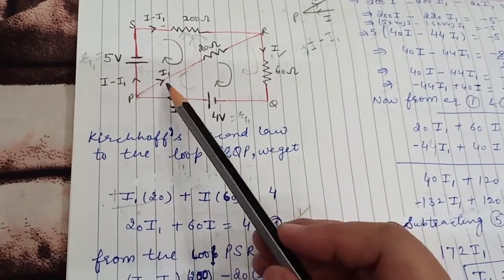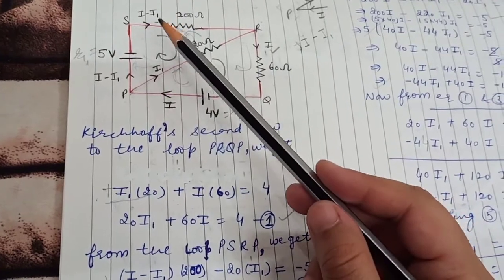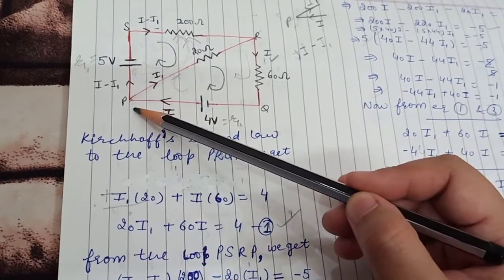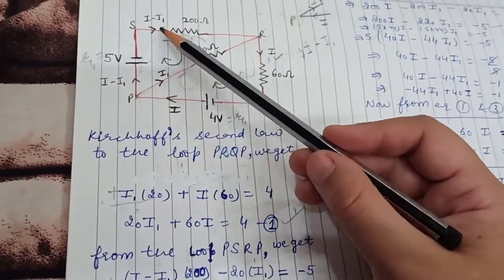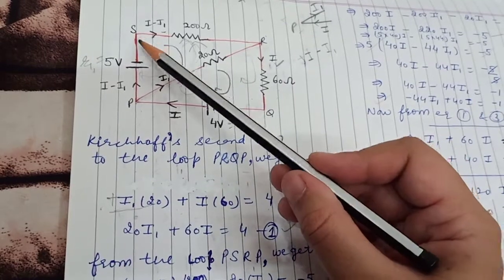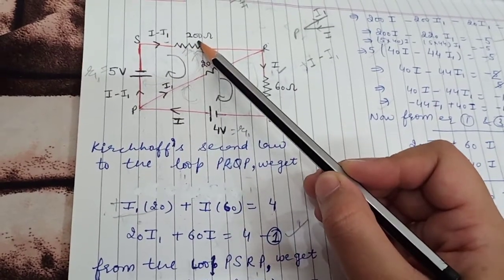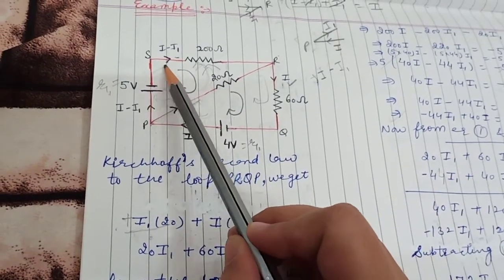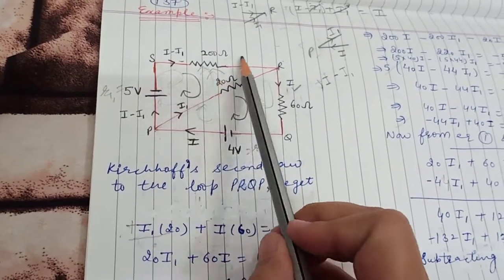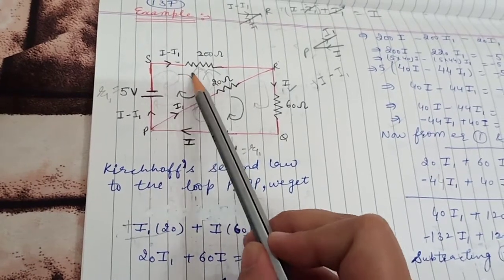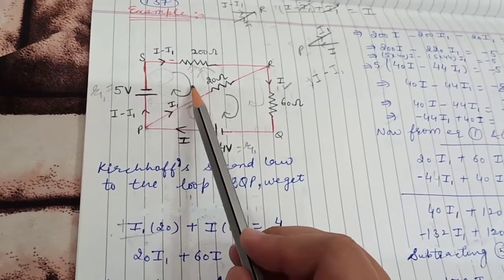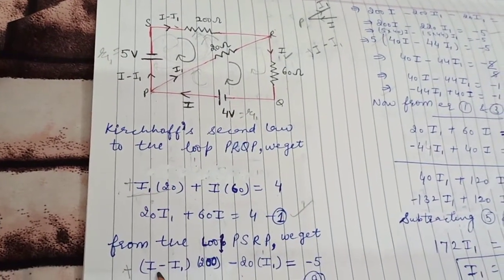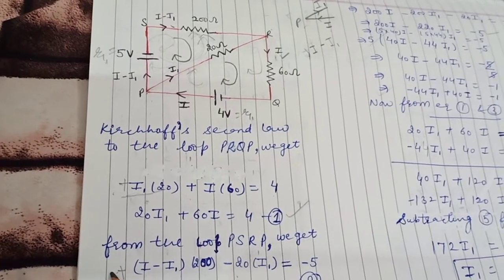Now for the loop PSRP, the current flowing through this branch is I minus I1, and the resistance of this branch is 200 ohm. Since this current I minus I1 is going in the clockwise direction, and the direction of traversal is also clockwise in this loop, the product I minus I1 into 200 takes positive sign.